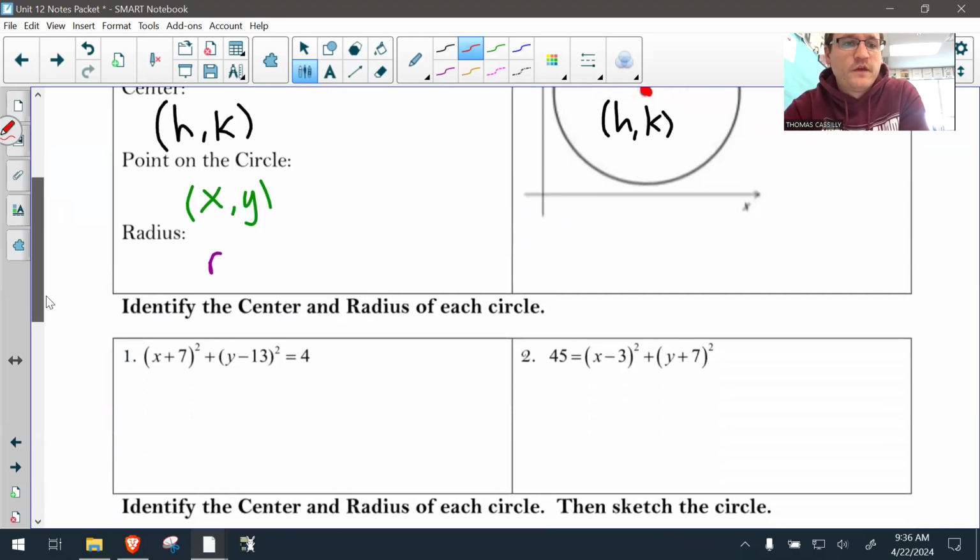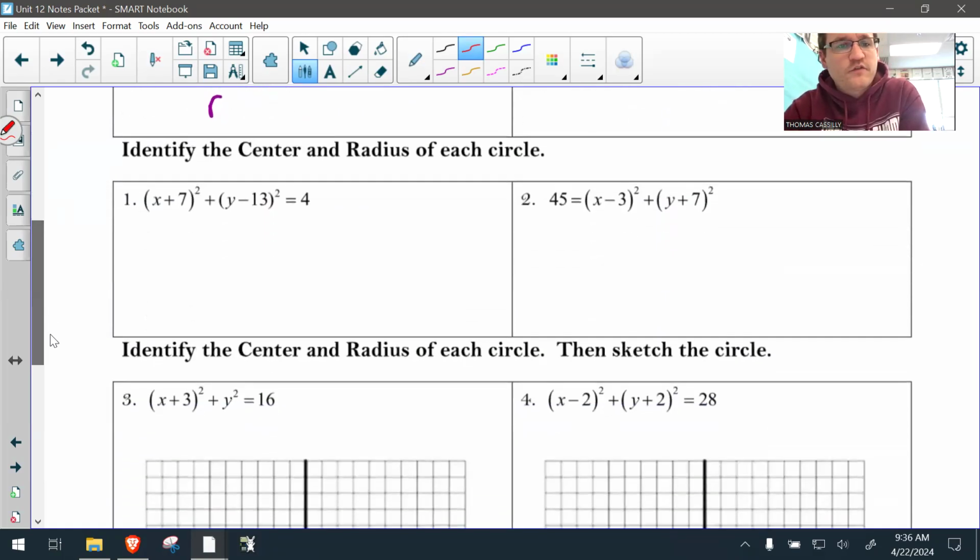You'll see that on a couple of these examples here. So again, here's the formula as actual equations. You'll notice x and y stay x and y because it is an equation. We need x's and y's in an equation. It's the h, the k, and the r that are actually going to have numbers associated with them. So if we look here, we have x plus 7 and y minus 13.